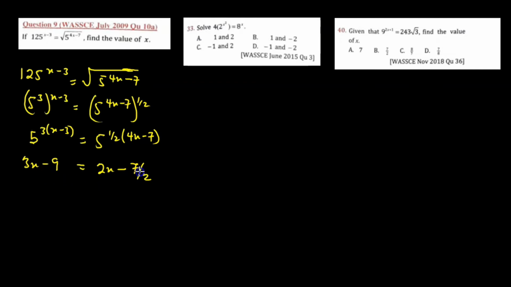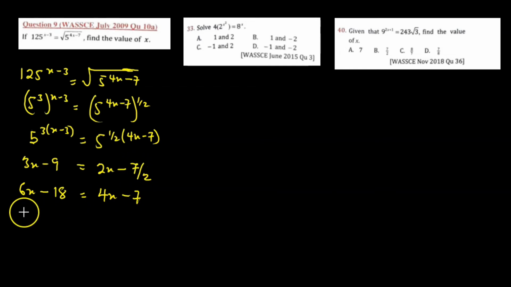And moving on, we are solving the equation, so we have to deal with fractions. Get rid of the fractions by multiplying through by the LCM, which is going to be 2. So multiplying through by 2, we have 6x minus 18 equal to 4x minus 7. Because when you multiply 7 on 2 by 2, you are getting 7 left.